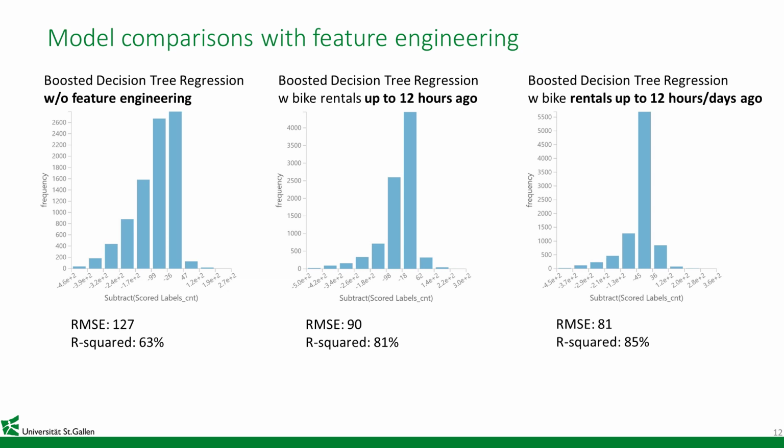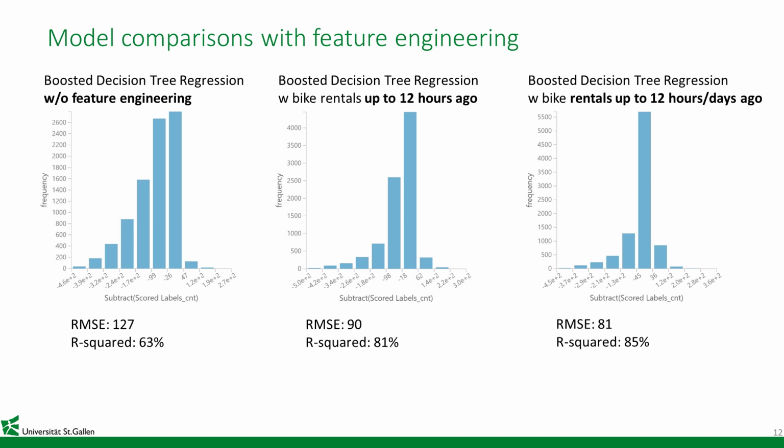So the chart in the middle includes the feature engineering with the additional features of up to 12 hours ago bike rental. Whereas on the right-hand side, we also have the feature engineering that includes past bike rentals up to 12 hours ago and also up to 12 days ago. Now, what we see in comparison to the first chart, which doesn't include feature engineering, is that we were significantly able to reduce the degree of underestimation. Now the bars are much more centered around 0. This is at the end just what we want. We don't want to systematically under or overestimate our bike rental demand.